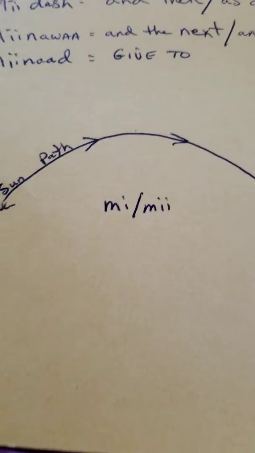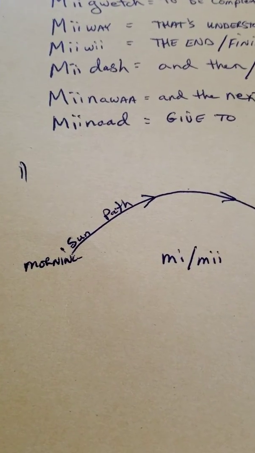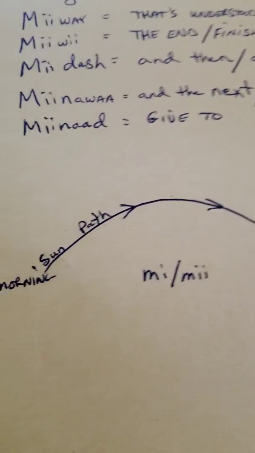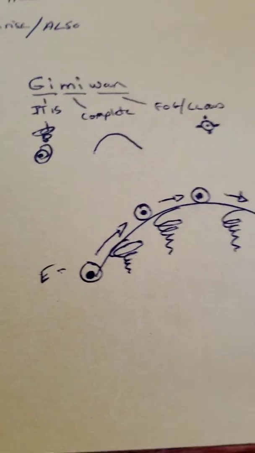So me, by itself, looks like this. There's the morning sun, and there's that arch, the sun's path from east to west. You see it in the sky, high noon, and it goes to evening. That's what you're really saying. So then you go to example 2.